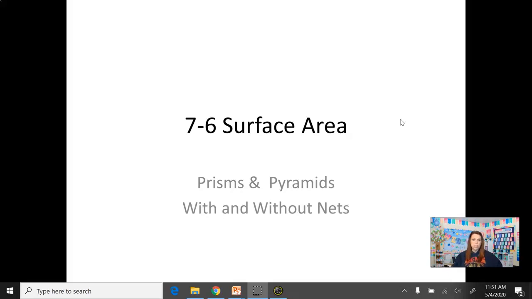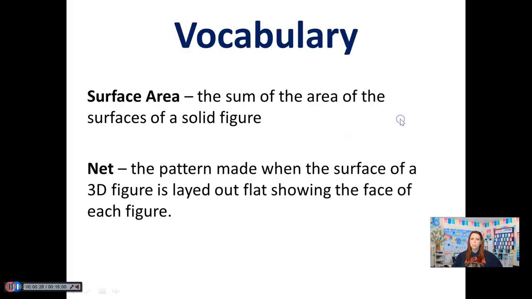So this is just awesome practice for you guys to get you set up in just a couple steps ahead of everybody else when you hit seventh grade next year. All right, so we're talking about surface area with prisms and prism pyramids with and without nets.